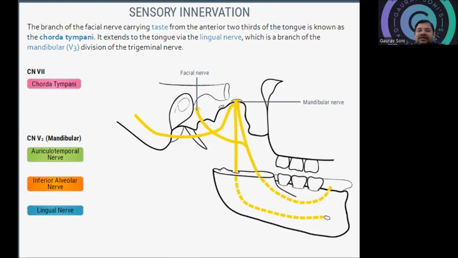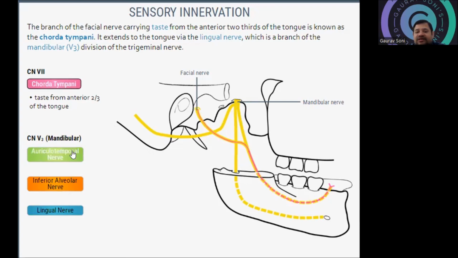Next, coming to the sensory part, the branch of the facial nerve that carries taste from the anterior two-thirds of the tongue is called the chorda tympani. It extends to the tongue via the lingual nerve, which is a branch of the mandibular division of the trigeminal. So you can see this is the facial nerve, and from here the mandibular nerve is also coming, and they both combine to form, you can see now, the chorda tympani. Some part of it is also hitchhiking on this particular part. So it will take the taste from the anterior two-thirds.